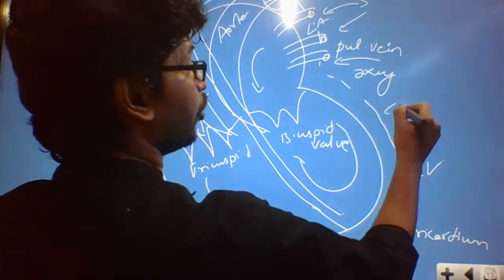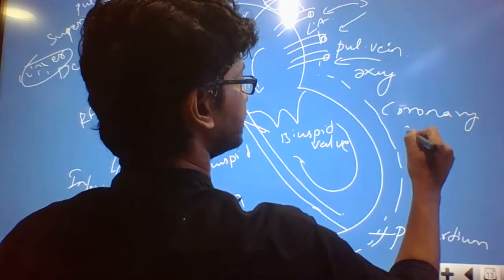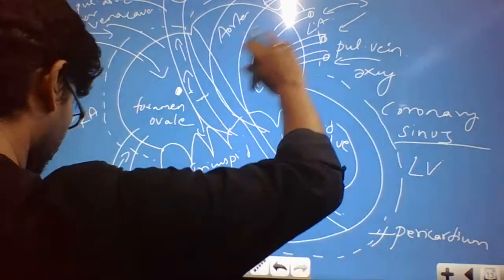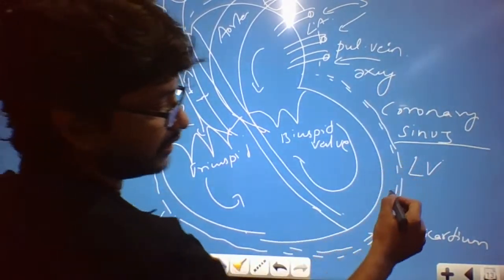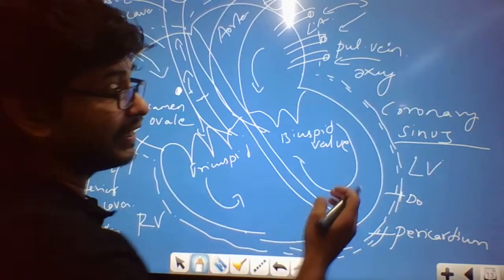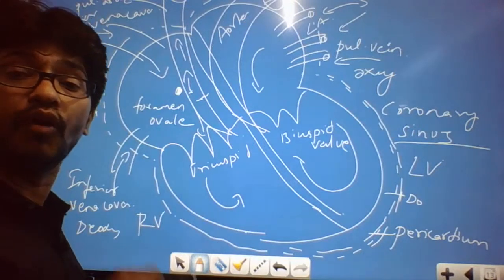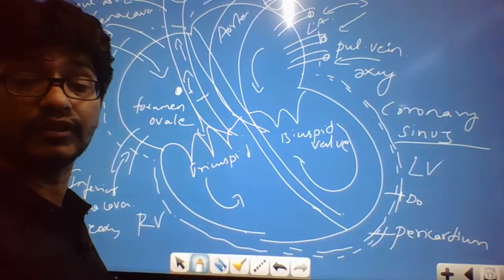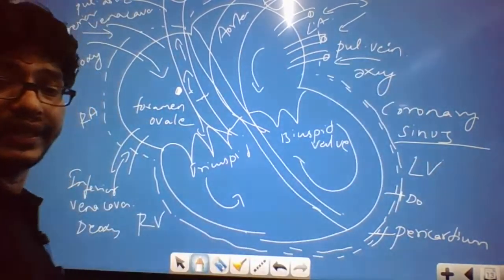Next, we have the coronary sinus. So what is the coronary sinus? The heart has walls, and the walls of the heart also have deoxygenated blood. All this deoxygenated blood is collected by means of the coronary sinus, which collects the deoxygenated blood from the walls of the heart.